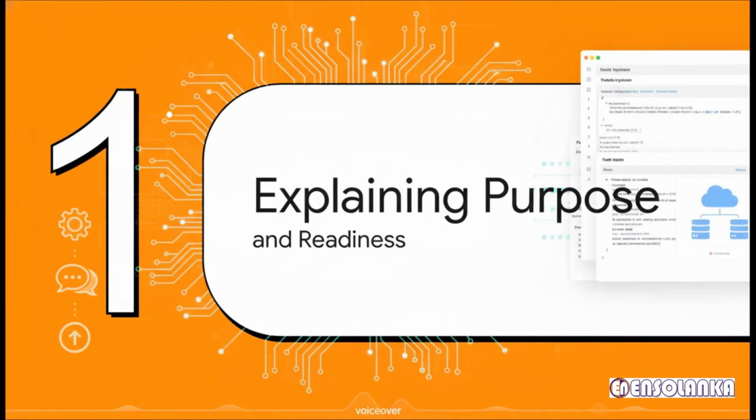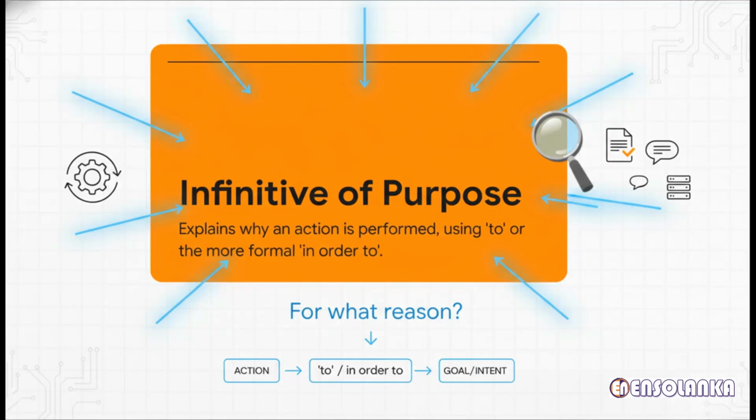Section 1. This is all about the language you need to explain the why behind what you're doing, and also to talk about what a system or even your team is capable of. So first up, the infinitive of purpose. This is your best friend when you need to explain why you did something. You can just use "to," or if you're writing something a bit more formal, you can use "in order to." The bottom line, it answers the question, why?